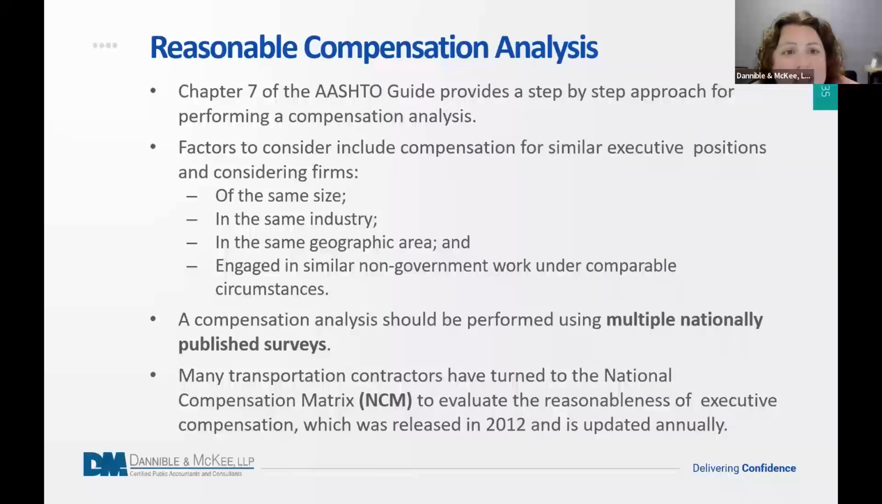However, they've come together and put together this national compensation matrix, otherwise known as the NCM, to really evaluate the reasonableness of executive compensation. Rather than doing all this work to analyze your firm, compare yourself to others, and gather all this data, they did the work for you. A lot of us use this national compensation matrix to compare the reasonableness of salaries.